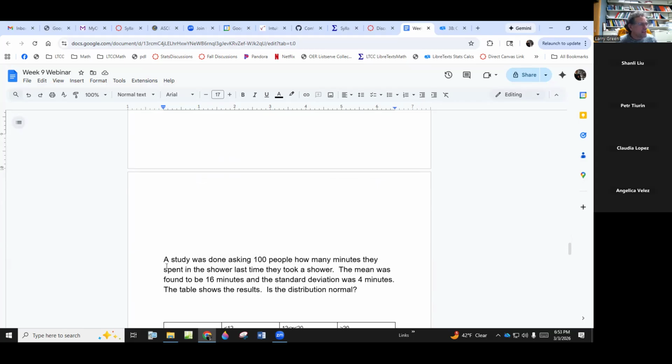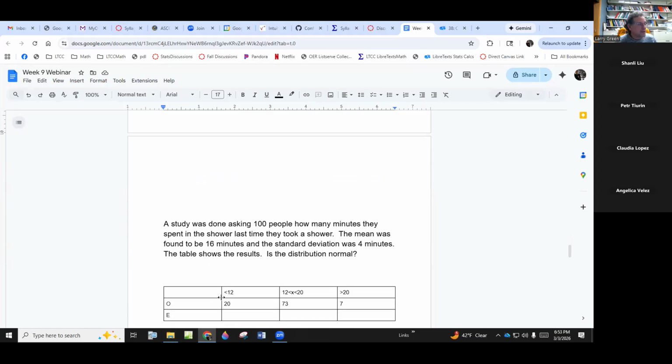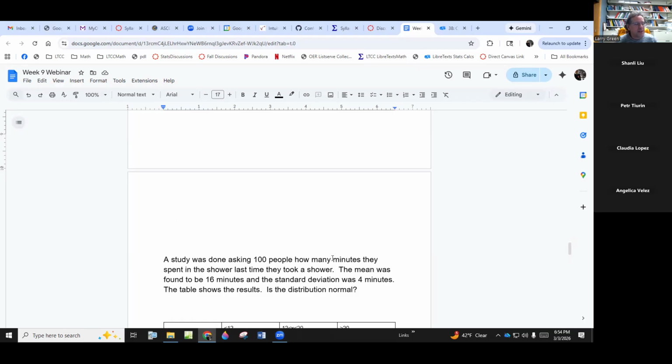So here's an example. A study was done asking 100 people how many minutes they spent in the shower last time they took a shower. The mean was found to be 16 minutes and the standard deviation was 4 minutes. The table shows the results. Is the distribution normal? This is very different than anything we've looked at before. What do you think the right test would be to find out if the distribution was normal?